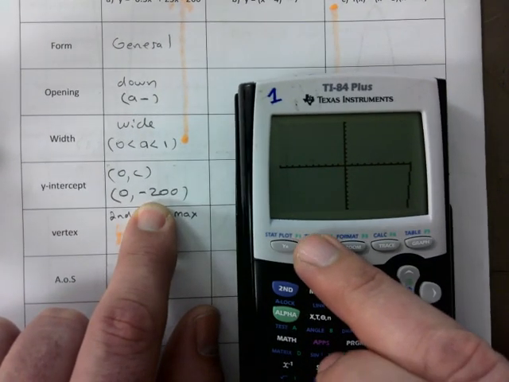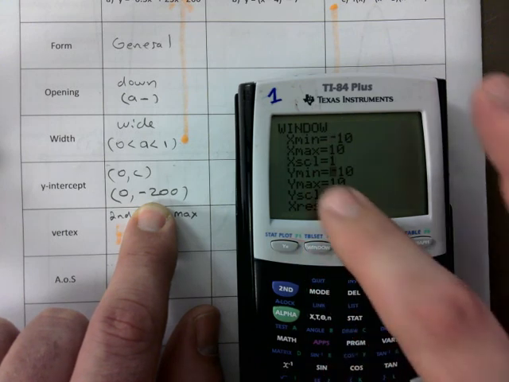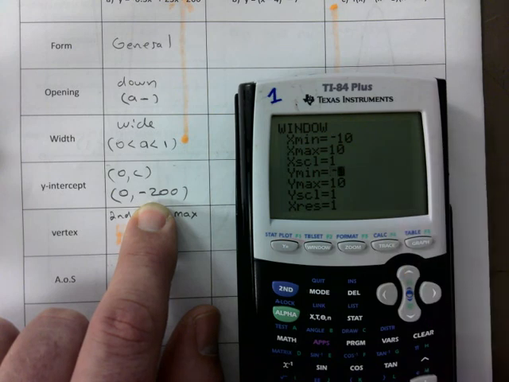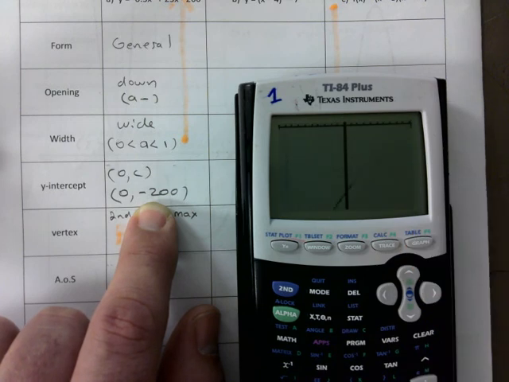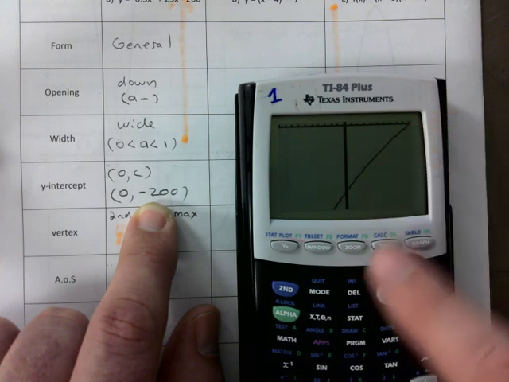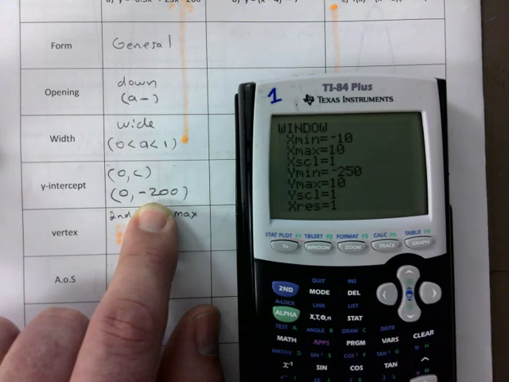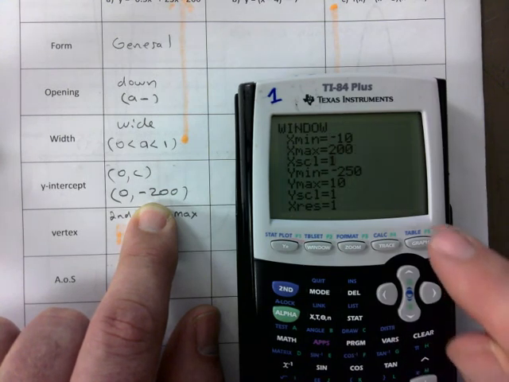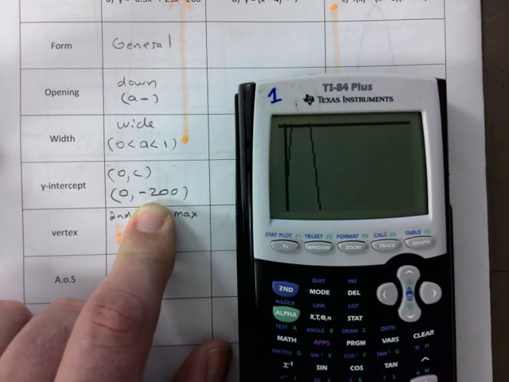So I'm going to go to window, and I'm going to do this slowly. I will change my Y-min to, let's say, negative 250, because I know that my y-intercept is way down in the 200s. So I'm going to hit graph again. And there it is. I see more of it already, and I can predict the behavior. So now I'm going to increase my X max. And I just have a feeling that I should go 200. Oh, that was way too much. You see that? My feeling was way off.